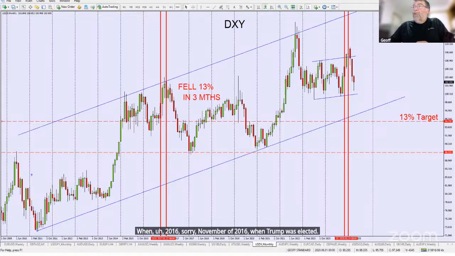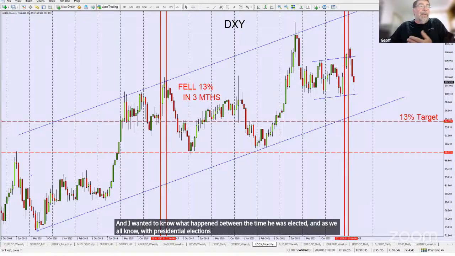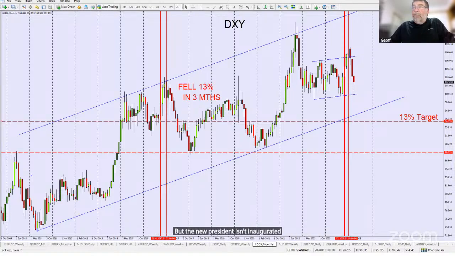And I wanted to know what happened between the time he was elected, and as we all know with presidential elections in the United States, they happen in November, but the new president isn't inaugurated until January. So what happened after Trump was elected is the first red line, and the second red line is what happened after the inauguration, or in other words, what happened when he got into office.